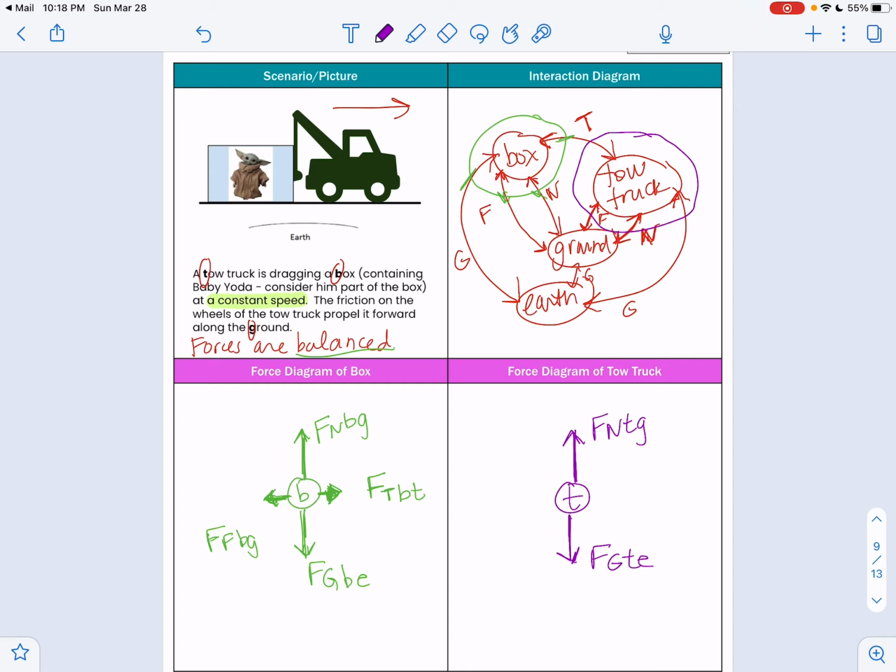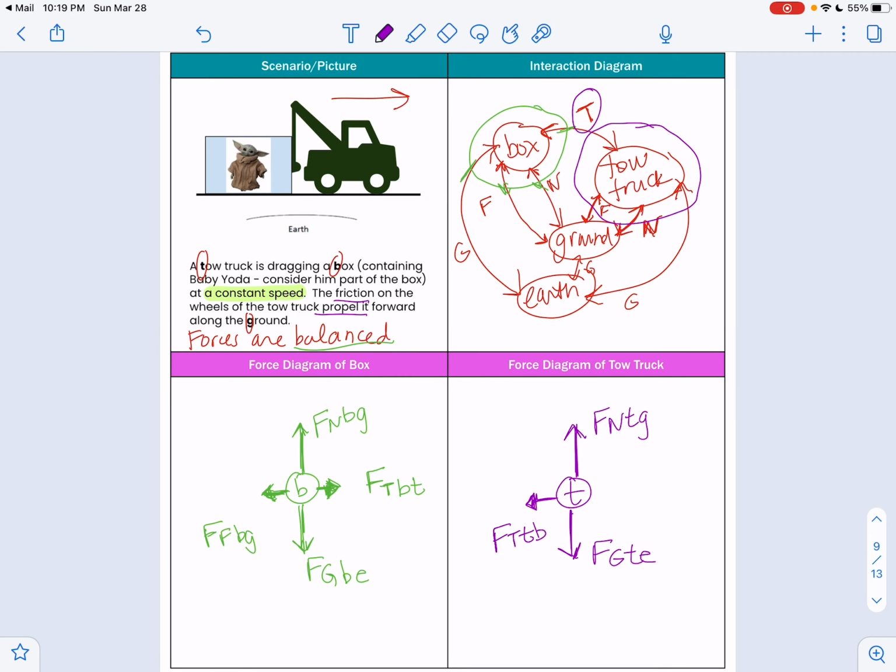Now this is where it gets a little tricky. This one is sort of helpful because it tells us the friction propels it forward, but sometimes you don't really know that. So what we want to do is think about this tension force. The tow truck is pulling the box to the right, but then in turn the box is pulling the tow truck to the left. That's going to be your Newton's third law pair. Even though we think of the tow truck as the one doing the pulling, the box is also doing the pulling, equal and opposite. It's just, we don't think of it that way. We don't look at that and say, oh, look at that box pulling the tow truck. But it is also doing it. So that force is going to be to the left, force, tension, tow truck, box.